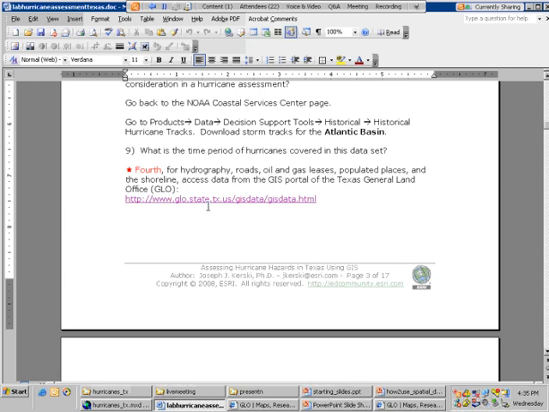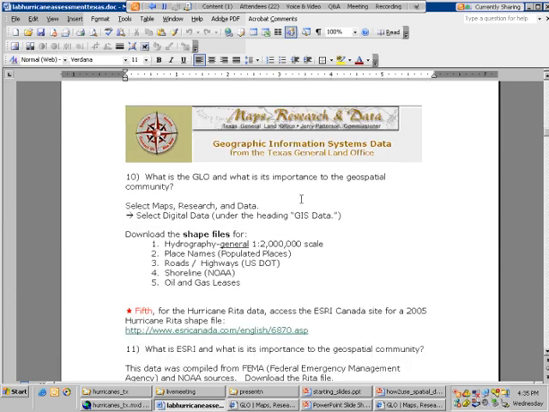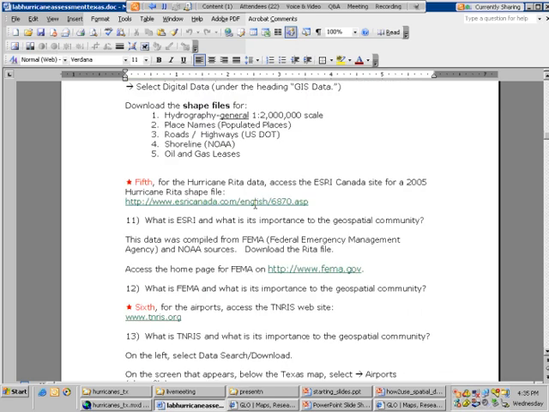So back on our lesson, for hydrography, roads, oil and gas leases, populated places, and the shoreline, access data from the GIS portal of the Texas General Land Office. So they go out to Texas GLO, and then I ask, what is the GLO, and what is its importance to the geospatial community? So they have to do a little investigating there. And then I have them download the shapefiles for hydro, place names, roads, shoreline, and the oil and gas leases. Then they go out to ESRI Canada and access the Hurricane Rita data.